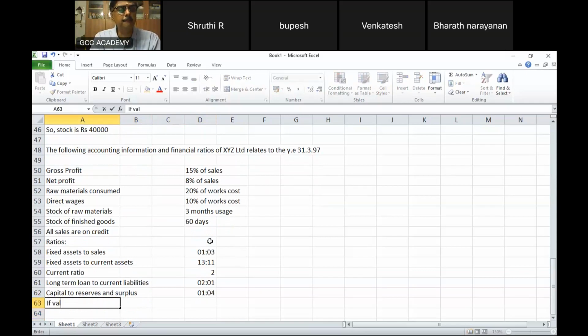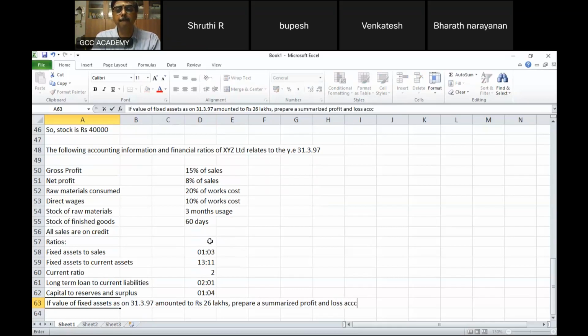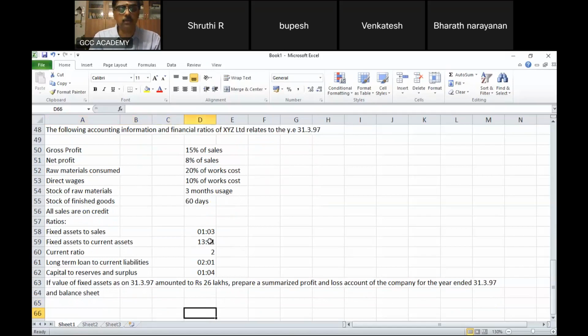If the value of fixed assets as on 31.3.97 amounted to rupees 26 lakhs, prepare a summarized profit and loss account of the company for the year ended 31.3.97 and balance sheet. Very interesting problem. So we are supposed to prepare the P&L account and balance sheet. Okay, solution.